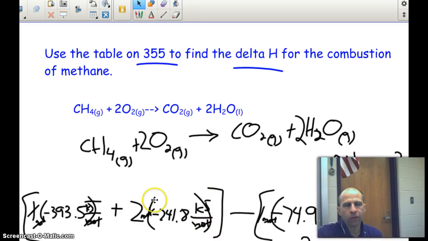There's also a mole of carbon dioxide gas. So 1 mole of that at negative 393.5, notice it's kilojoules per mole, so I have to take into account how many moles I have on these. But that would be the sum, if I added that up, of all of the products.